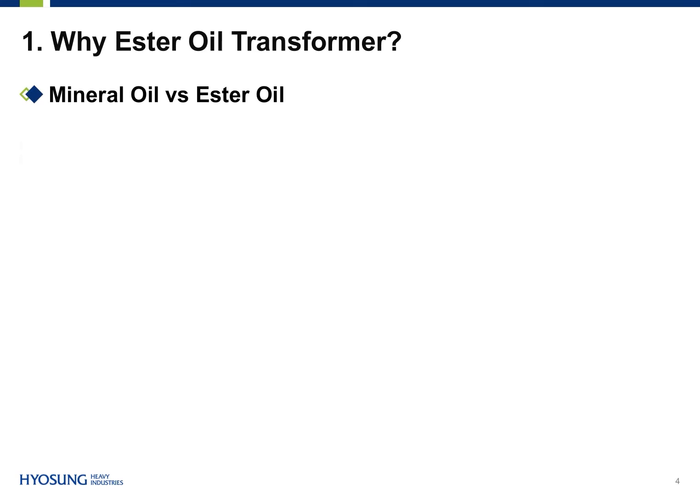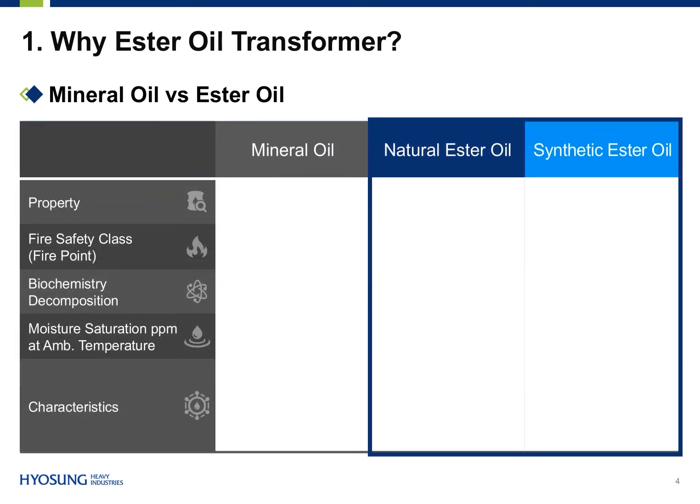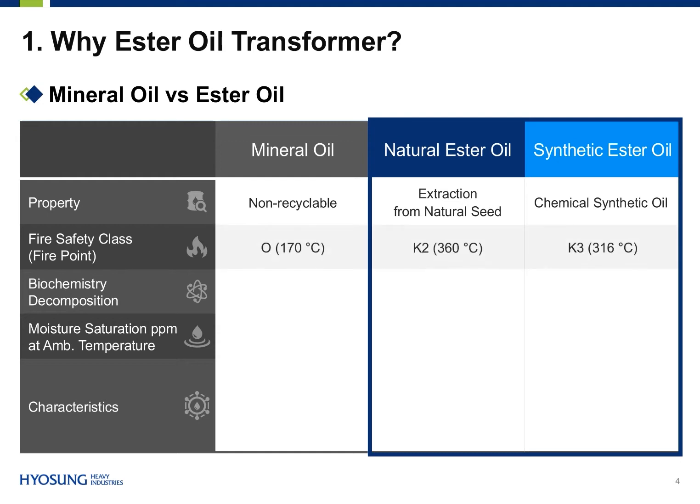There are two types of Ester Oil: natural Ester Oil and synthetic Ester Oil. Both types of Ester Oil have a higher fire point than mineral oil and are also easily biodegradable. The fire point of natural Ester Oil is 360 degrees Celsius, which is K2 class, and the fire point of synthetic oil is 316 degrees Celsius, which is K3 class, while the biochemistry decomposition of mineral oil is about 30%. Natural Ester Oil has approximately 100% biochemistry decomposition, and synthetic Ester Oil shows between 80% and 95%.